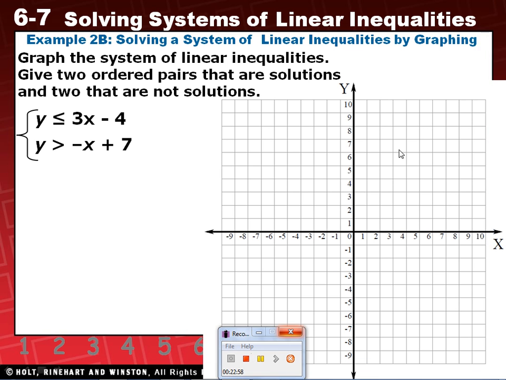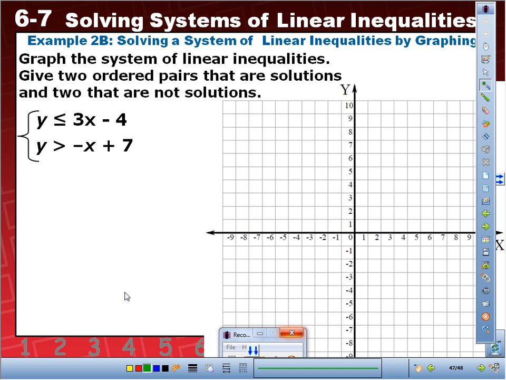So I'm going to graph the first inequality. Since it's already solved for y, I circle my y-intercept. That's negative 4. And I'm graphing this in red. The slope is 3. That means 3 steps up, 1 to the right. So I go 3 up, 1 to the right, 3 up, 1 to the right, 3 up, 1 to the right. And by looking at the inequality system, it's a solid line. So I'm going to graph that in red, solid line.